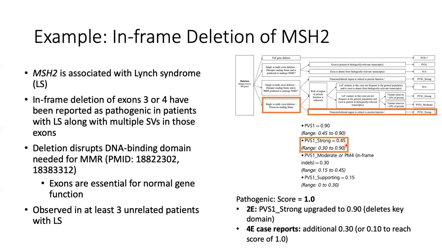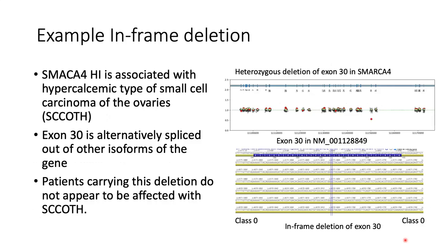And there are additional reports, or case reports, with a specific phenotype that I can use in the 4E section to count additional evidence. If in this case I have three, I would count 0.1 for each, and it would get me to 0.3. But since it would already get me to pathogenic, I would just count one, and that would get me to a score of one for pathogenic. And that, by the way, is a well-known deletion that is pathogenic, causes Lynch syndrome, MSH2.